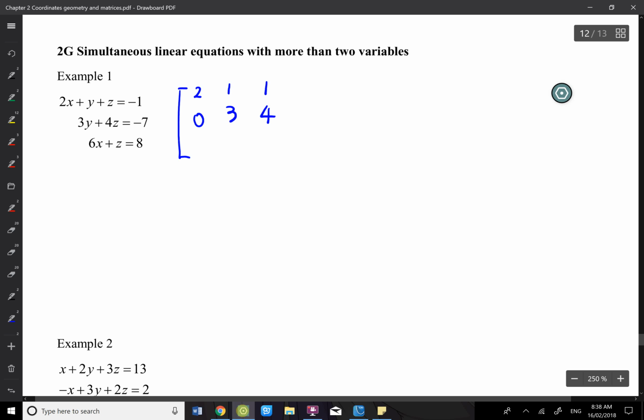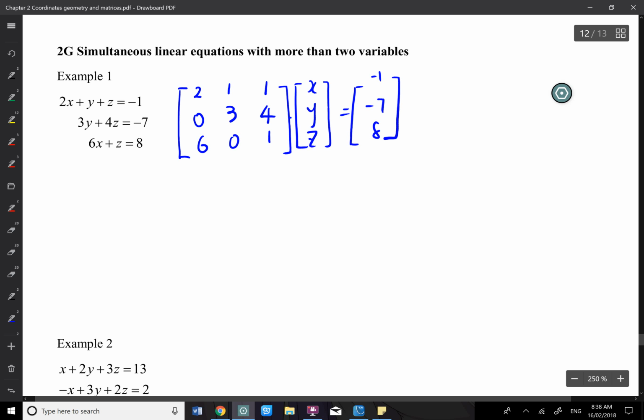We just have 4 missing, not affected by 3 train lines. That's good. Okay, 6x, 0y, and 1z. And then we have, in order, x, y, and z, which equals -1, -7, and 8.